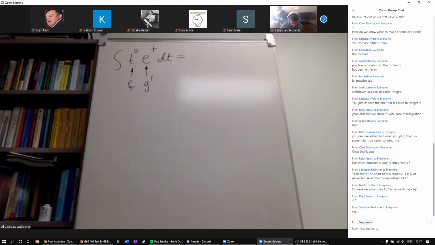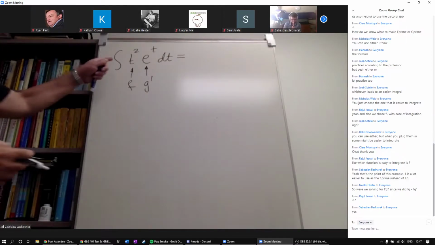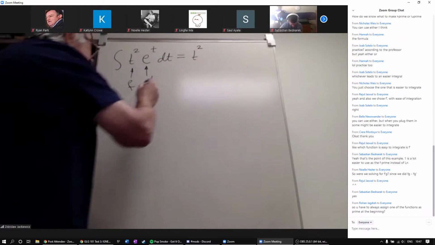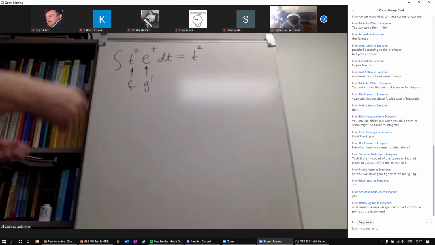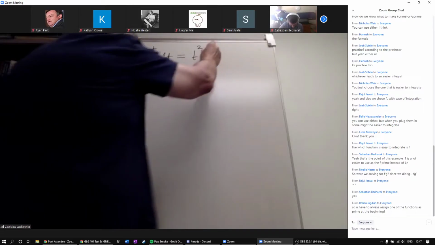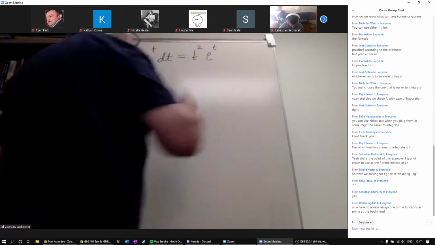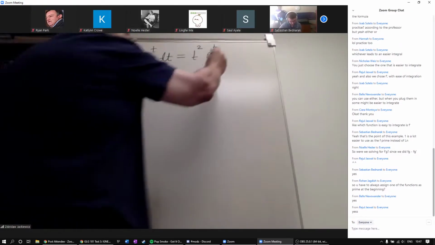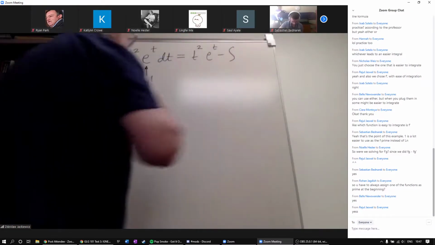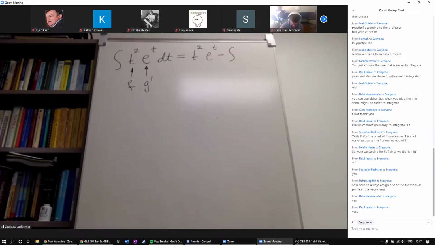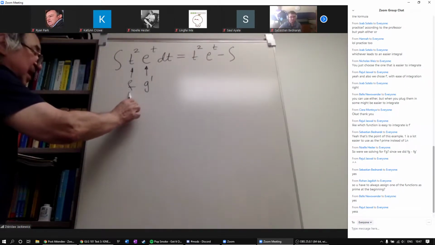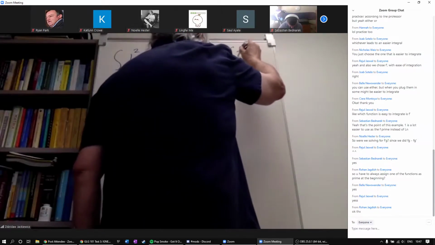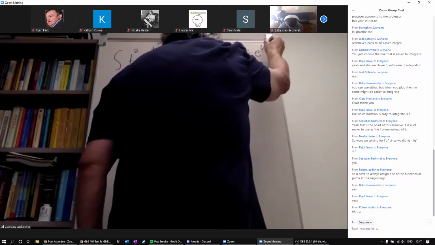Well, that's fg. Well, f is t squared. If g prime is e to the power of t, g is also e to the power of t. So that's fg minus integral. Well, f prime g, the other way around. f prime is 2t, times e to the power of t.